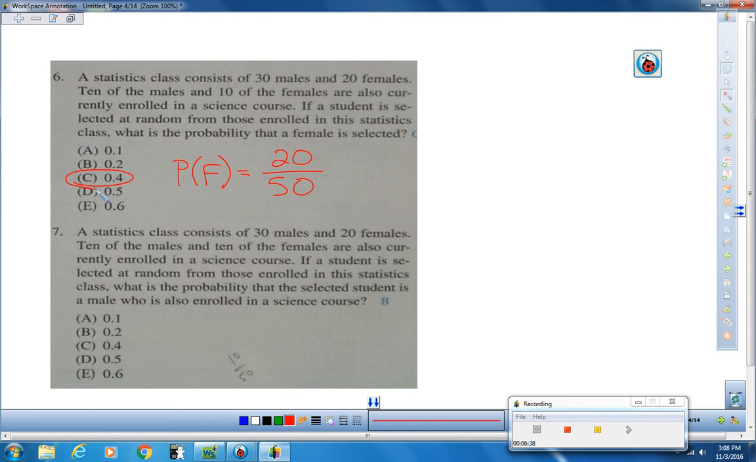Okay? Now they give us the same conditions and they say if a student is selected at random from those enrolled in this statistics class, what's the probability that the selected student is a male who is also enrolled in a science course? So what we're looking for now is the probability of a male and science. Now there's no given probability, there's no conditions here. It's just saying the probability of male and science. Well, if I look at this again, my sample space is still 50. It's all people. The people that are males and enrolled in the science class are only the 10. 10 males that are enrolled in the science course. 10 out of 50 is 0.2, and that's where this answer comes from. Okay? Let's move on to number 8.